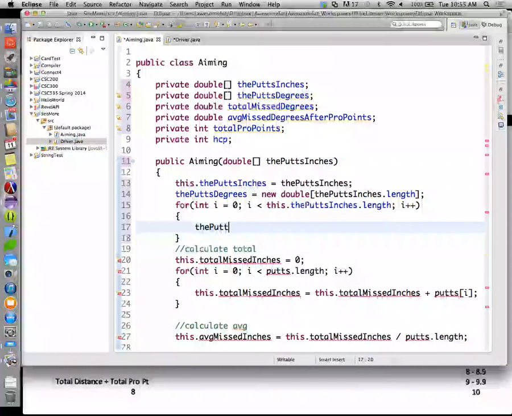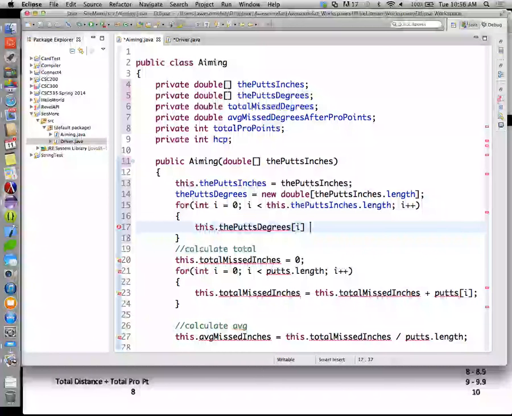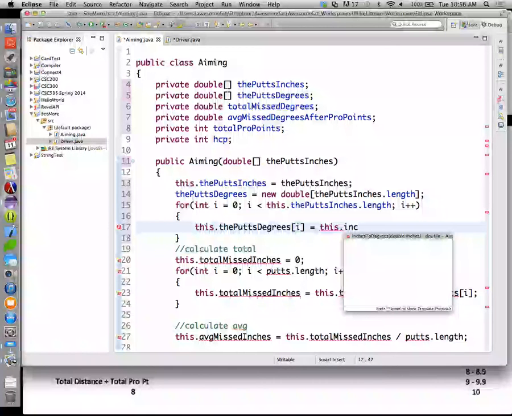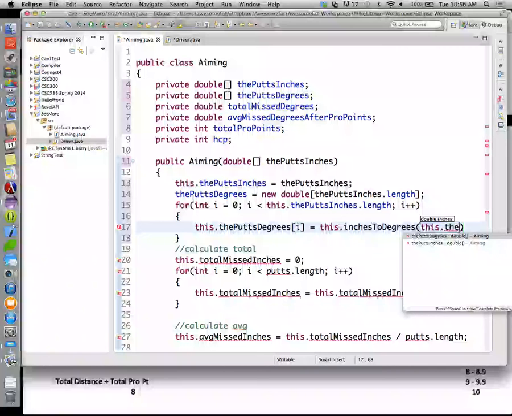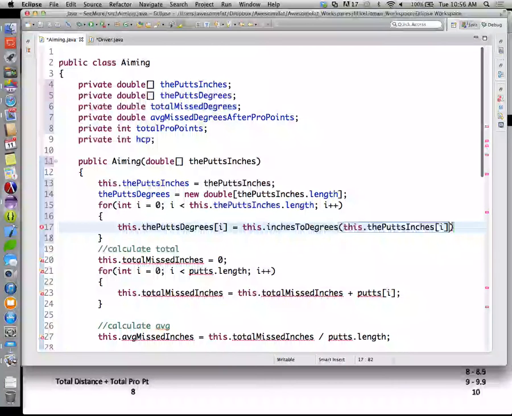So we're going to say the putts degrees, well, here I like using this dot, at bucket I is equal to this dot inches to degrees, this dot the putts inches at bucket I. So we'll put at bucket I of the putts degrees whatever the putts in inches is converted to degrees. So that's what this loop does. Fills up our putts degrees.